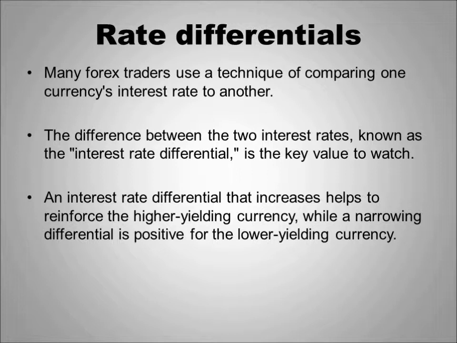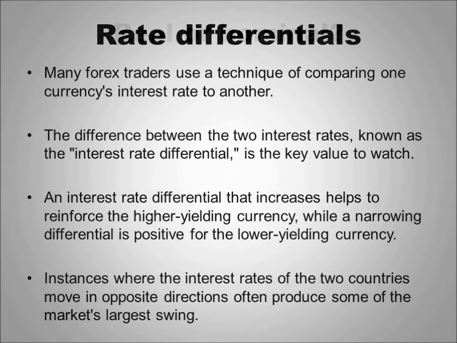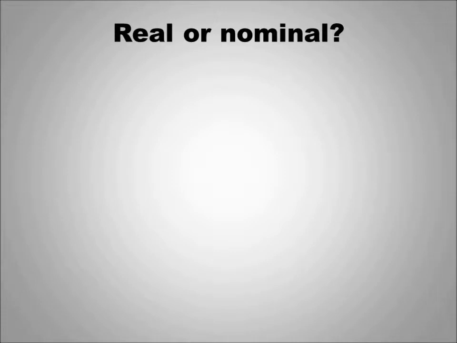Okay, now an interest rate differential that increases helps to reinforce the higher yielding currency, while a narrowing differential is positive for the lower yielding currency. So we also want to keep in mind that as the interest rate differential either widens or gets narrower, that can create a lot of volatility in that market. So we want to pay attention to the interest rates of both the base and quote currencies and how different they are.